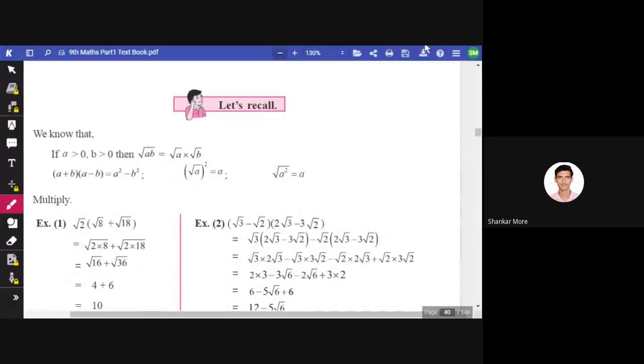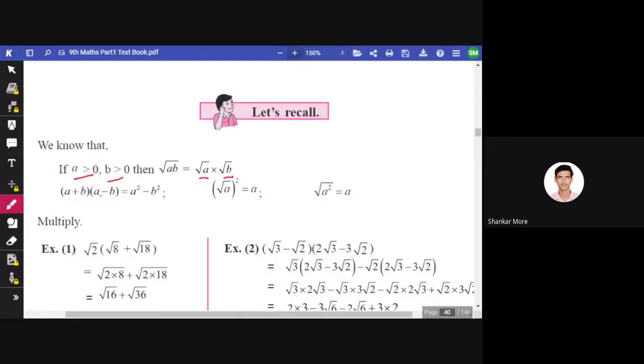So these are a few rules here. We are recalling the things. We know that if a is greater than 0 and b is greater than 0, then under root of ab can be written as under root of a into under root of b. ये हमें पता है. Let me just zoom in. So (a minus b) into (a plus b) becomes a square minus b square. और अंडर रूट ऑफ ए का अगर हम स्क्वायर करेंगे तो वो होता है ए, या फिर ए स्क्वायर का अगर हम रूट निकाले तो वो होता है ए. ये सारी चीजें हमें पता है. आई नो, वी नो एवरीथिंग अबाउट इट.